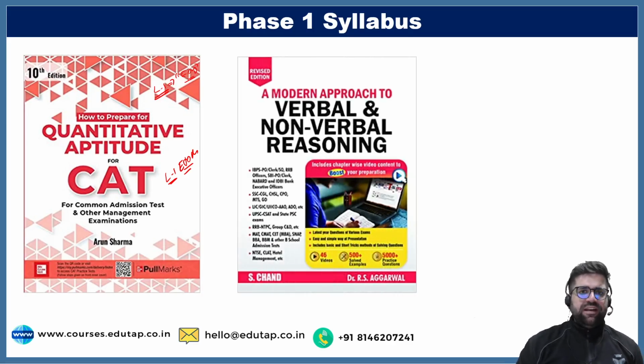Next book is for reasoning. For reasoning I will advise you the book published by S. Chand. You can definitely refer to this book. The author of this book is Dr. R.S. Agarwal. Okay, Dr. R.S. Agarwal, the publisher name is S. Chand. In this book you will find all the basic questions, moderate questions and tough questions also. It covers verbal reasoning and non-verbal reasoning also, like puzzles, statement based questions and whatnot. So this book you can refer to for reasoning.